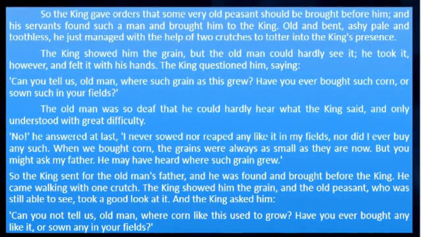So the king gave orders that some very old peasants should be brought before him, and his servants found such a man and brought him to the king. Old and bent, ashy pale and toothless, he managed with the help of 2 crutches to totter into the king's presence. The king showed him the grain, but the old man could hardly see it. He took it, however, and felt it with his hands.